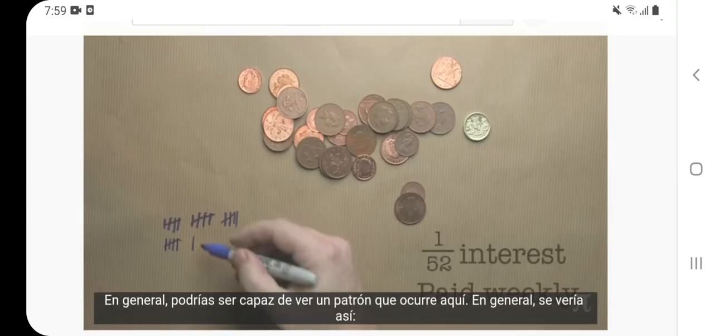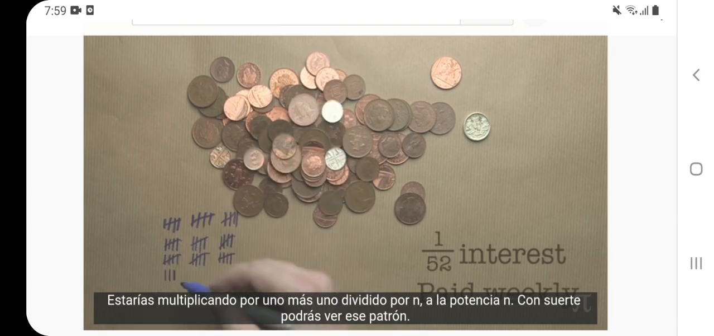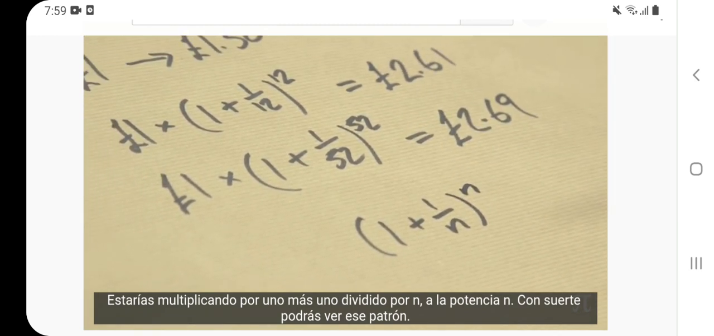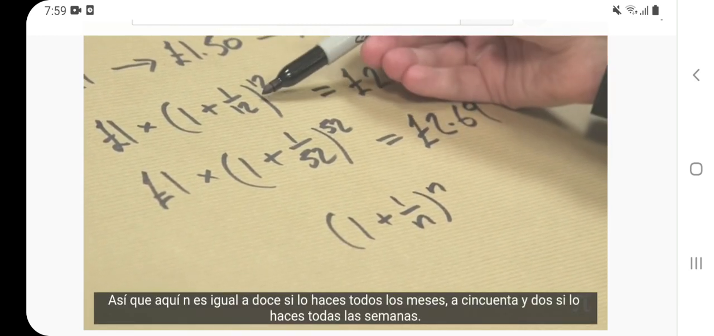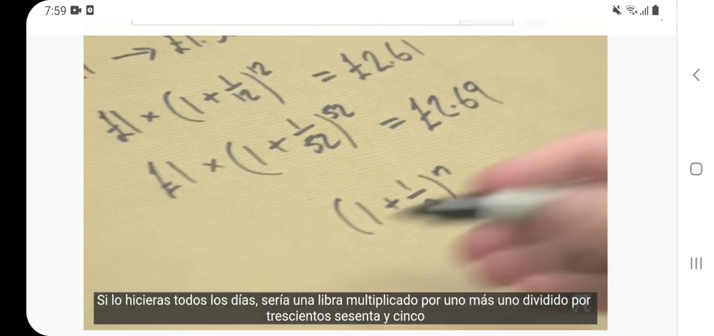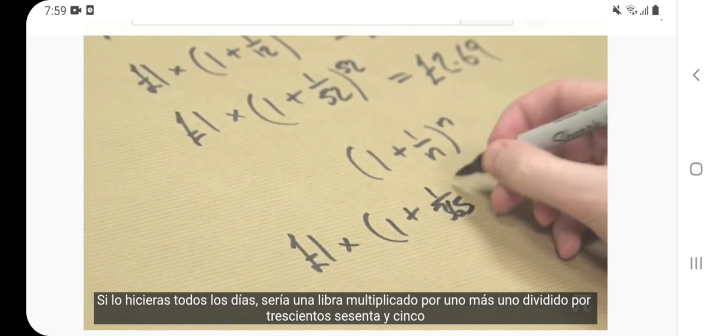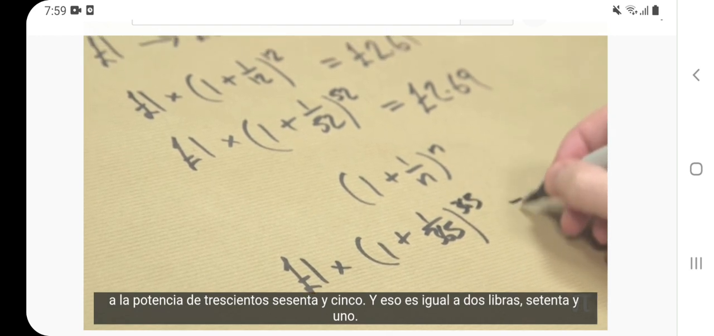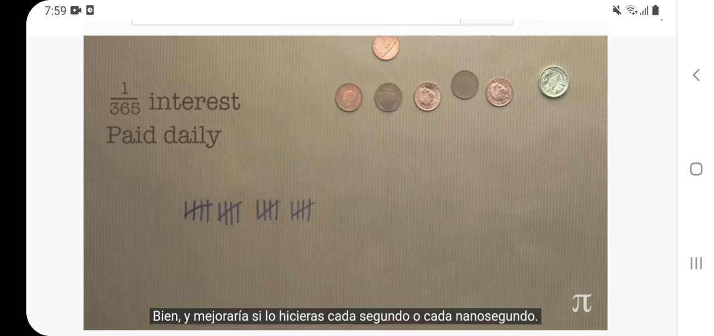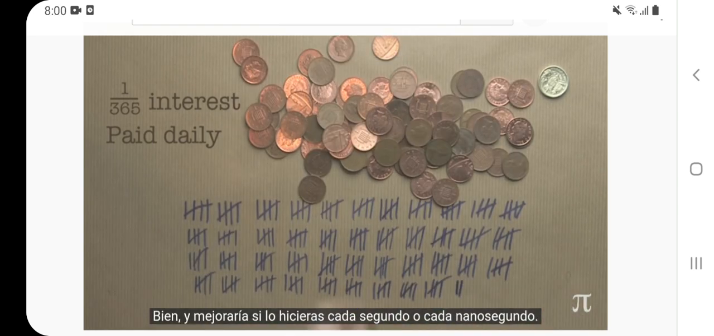In general, you might be able to see a pattern happening here. In general, it would look like this. You'd be multiplying by 1 plus 1/n to the power n. Hopefully you can see that pattern happening. So here, n is equal to 12 if you do it every month, 52 if you do it every week. If you did it every day, it'd be £1 multiplied by (1 plus 1/365) to the power 365, and that's equal to £2.71. And so it would get better if you did it every second or every nanosecond.